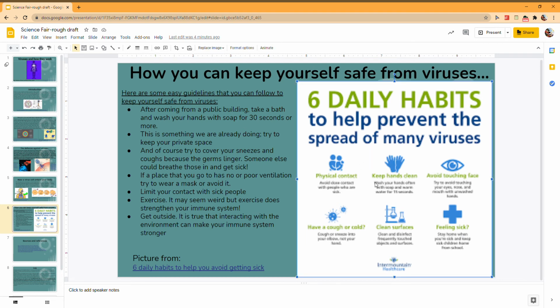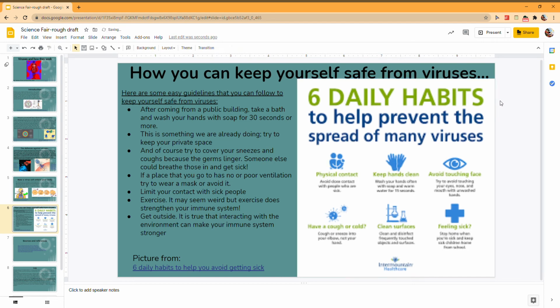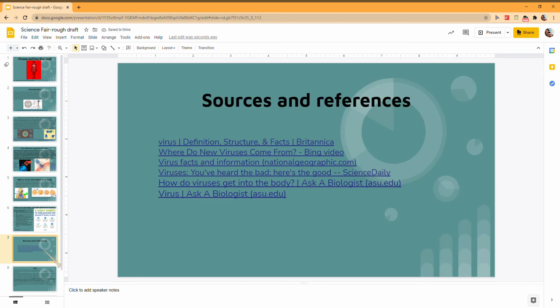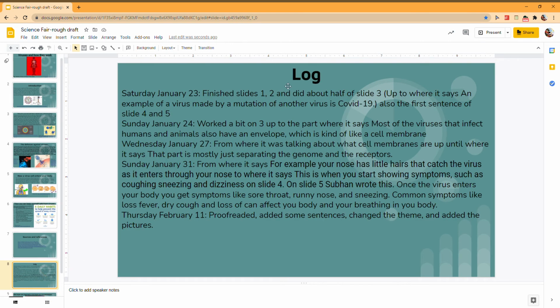Here's a small poster. I don't think it's really easy to see. Here are our sources and references. And this is my logbook.